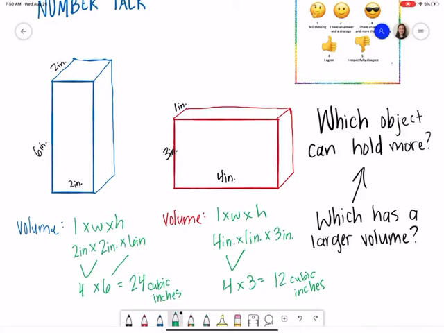Okay, so which is more? Now we can compare. If you said the blue rectangular prism, you would be correct. 24 is more than 12. Great job.